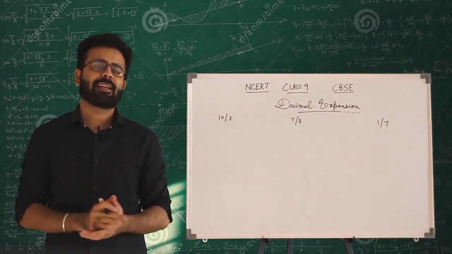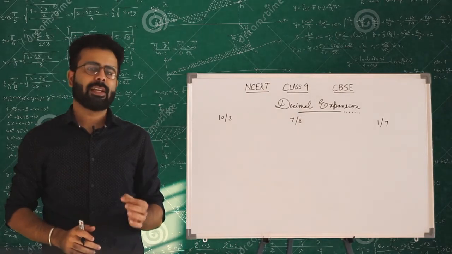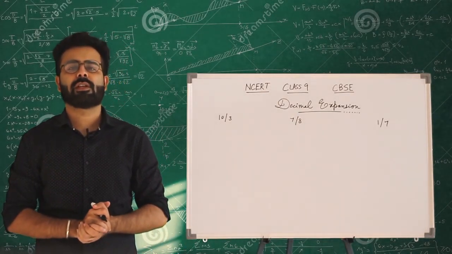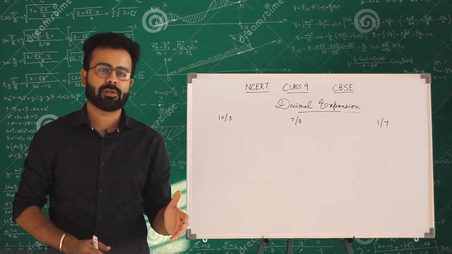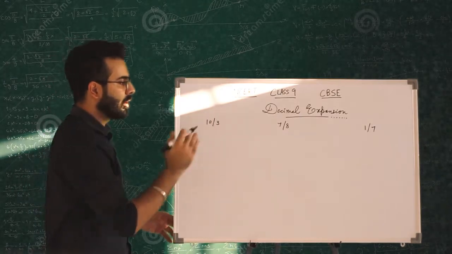So guys, in this lecture we will study rational and irrational numbers from a very different point of view. We will take a look at the decimal expansion of real numbers, and we will see if we can use the expansion to distinguish between rationals and irrationals. So let's start with the decimal expansion of these three rational numbers.